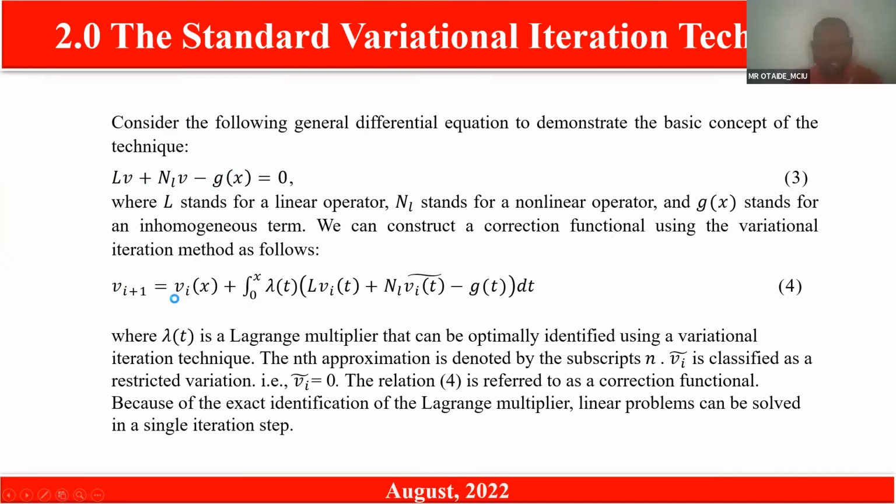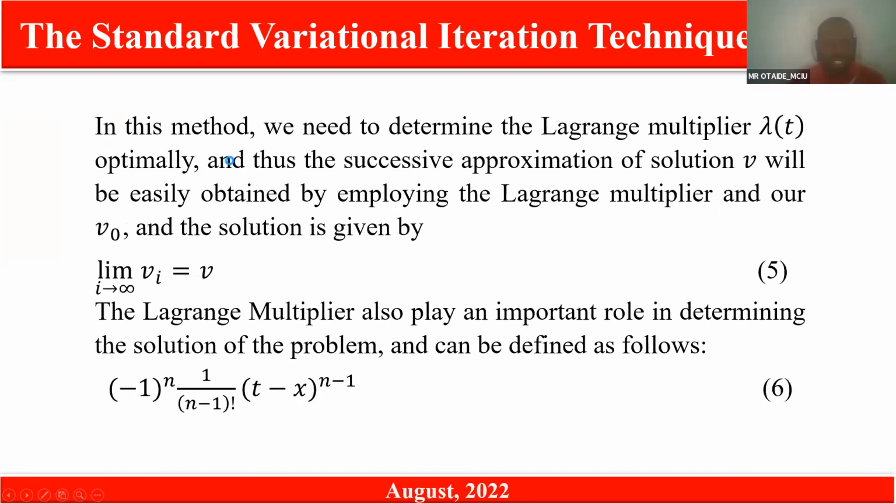So this is called equation 4, the correction functional, where lambda of t is called the Lagrange multiplier. In this method, what we need to do is to determine the Lagrange multiplier optimally. And we can see the definition of the Lagrange multiplier in equation 6: minus 1 raised to the power of n, 1 over (n minus 1) factorial, (t minus x) raised to the power of n minus 1.